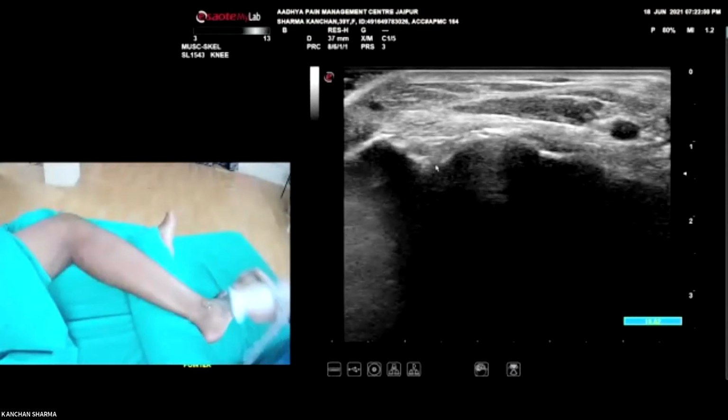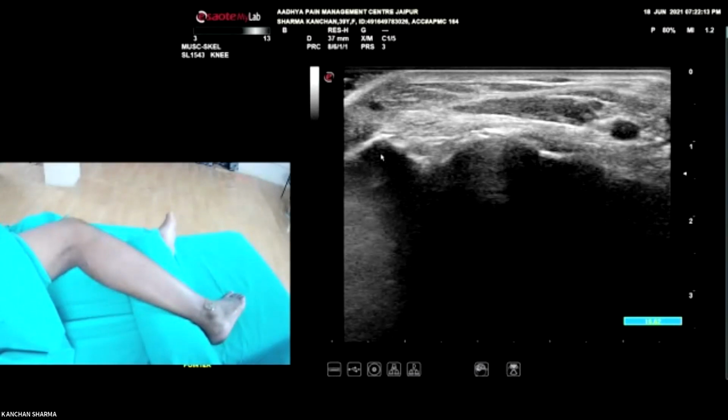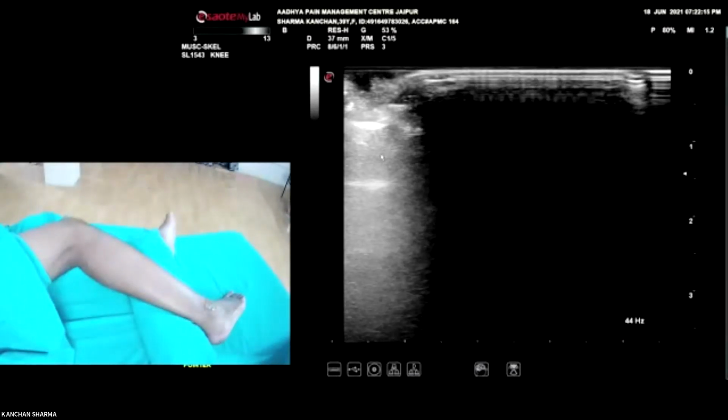Okay, let me freeze this image. So now what we are able to see here, this hyperechoic structure from one bone to another bone, is going to be your ligament, right? So a ligament will always be from one bone to another bone. If you trace a tendon up, the tendon is going to become muscle, but the ligament will not become muscle. So that was about the tendon.